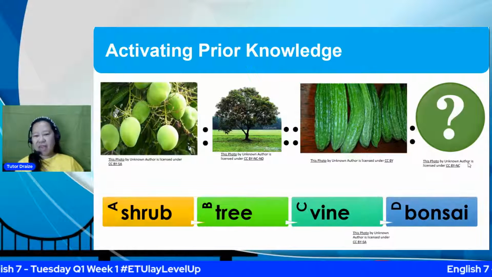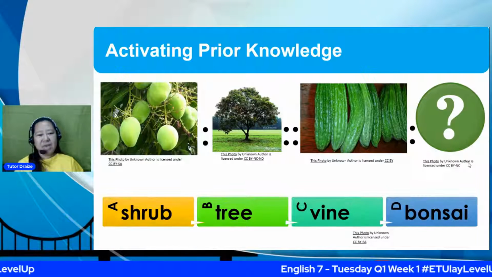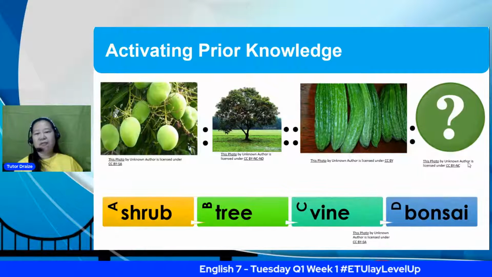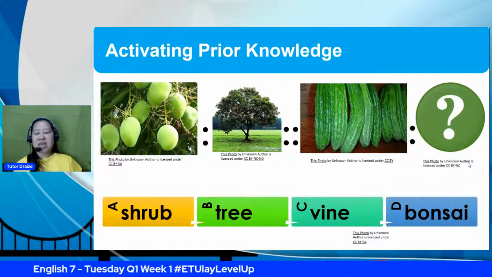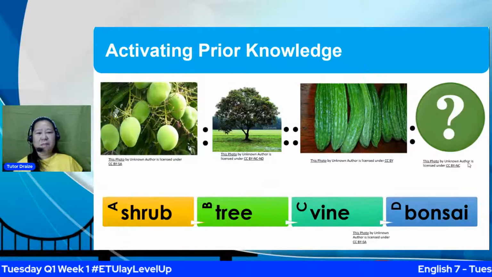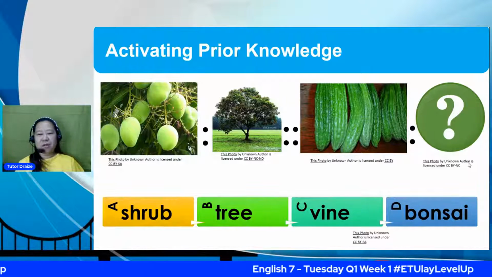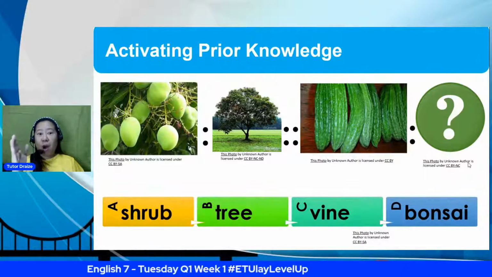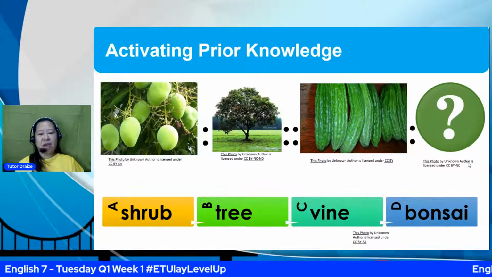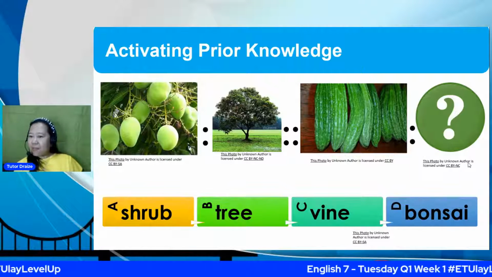What would be that question mark for? Is it A, shrub, B, tree, C, vine, or D, bonsai? What do you think is the answer for this picture or for this question mark? This would be our first item. So when you answer, just write number one and then the letter of your choice. What would be that answer?